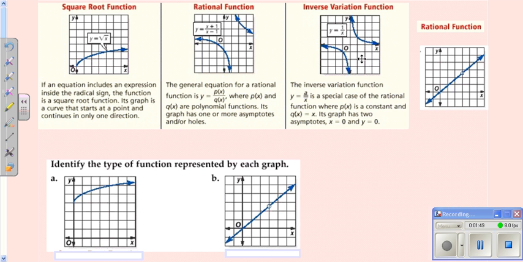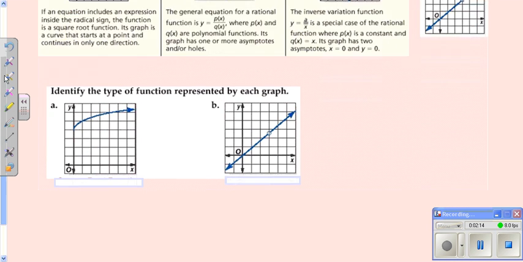Now, a special rational function is your inverse variation. Inverse variation is where you have some number divided by x. You don't have anything added or subtracted to the top or the bottom. It's just some number divided by x. If it's in that form, it's a special rational function called an inverse variation.